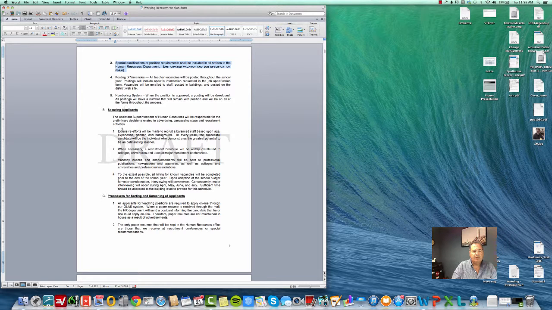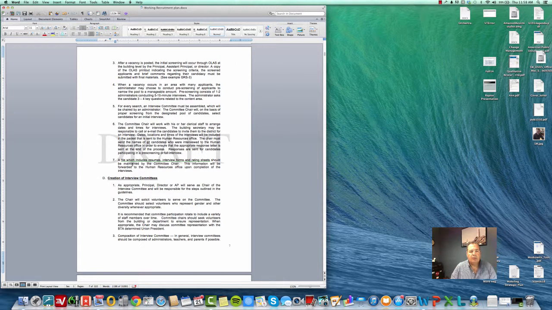In terms of securing applicants, we'll post it on OLAS. If it's a harder to fill position, we'll use other means such as listservs, reaching out to the schools in the area. The document takes you through some of this information.